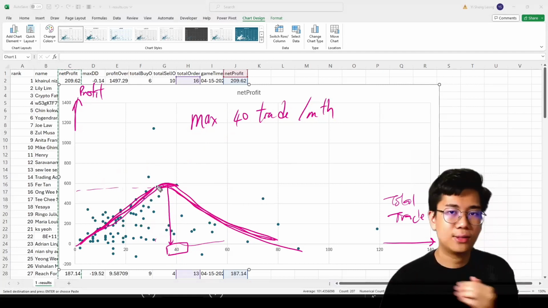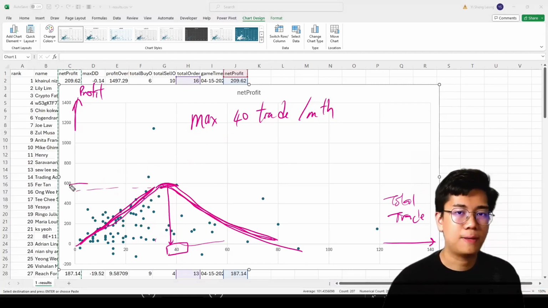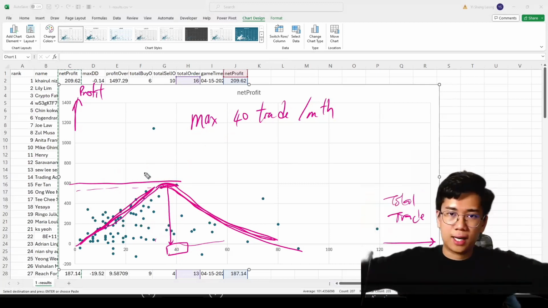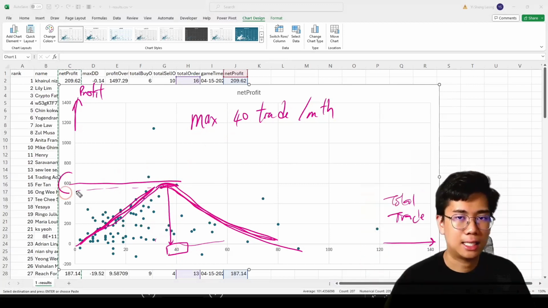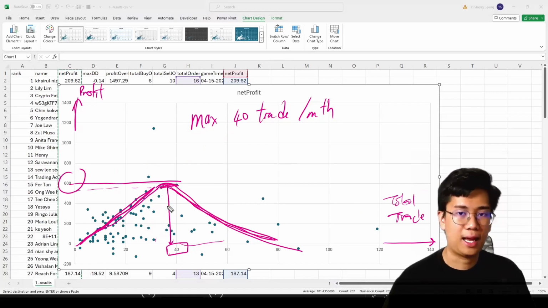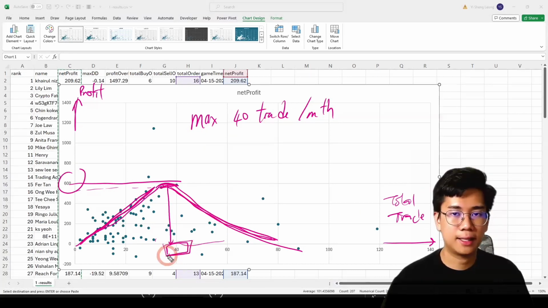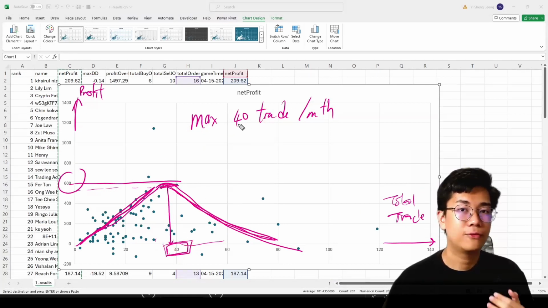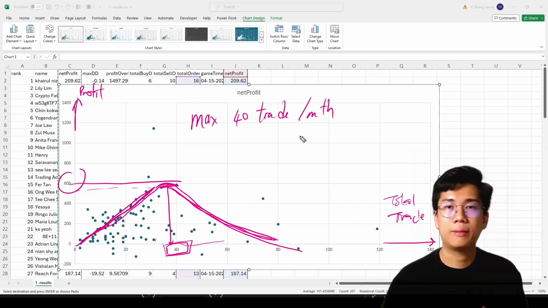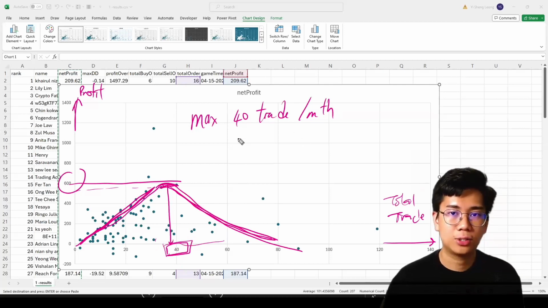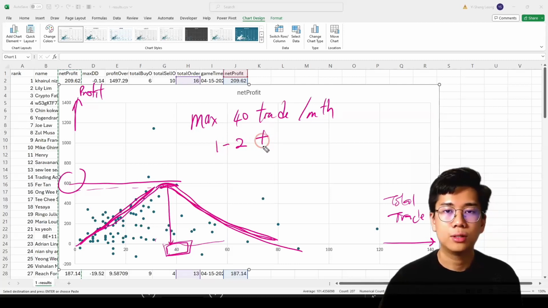Even if you go high risk, whatever it is, that is the peak of the peak already. Among all of you, on average, 600 is the maximum at the rate of 40 trades per month. And 40 trades per month, one month has how many days? About 20 trading days. So it's about 1 to 2 trades per day.